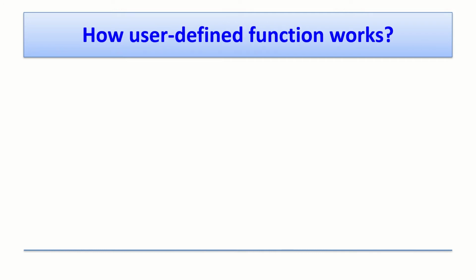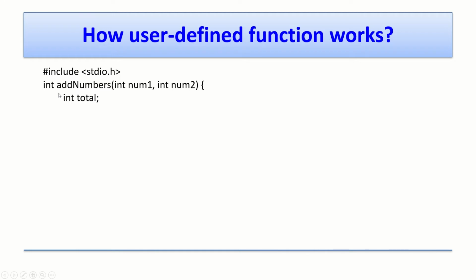Okay. So how do user-defined functions work? Let's see. I'll take the same example. Here I define a function called add numbers, and the return type is integer. I take two parameters, num1 and num2, and then I define the variable called total, take the summation of num1 and num2, assign it to the variable total, and then return the value of total. So that is my function.